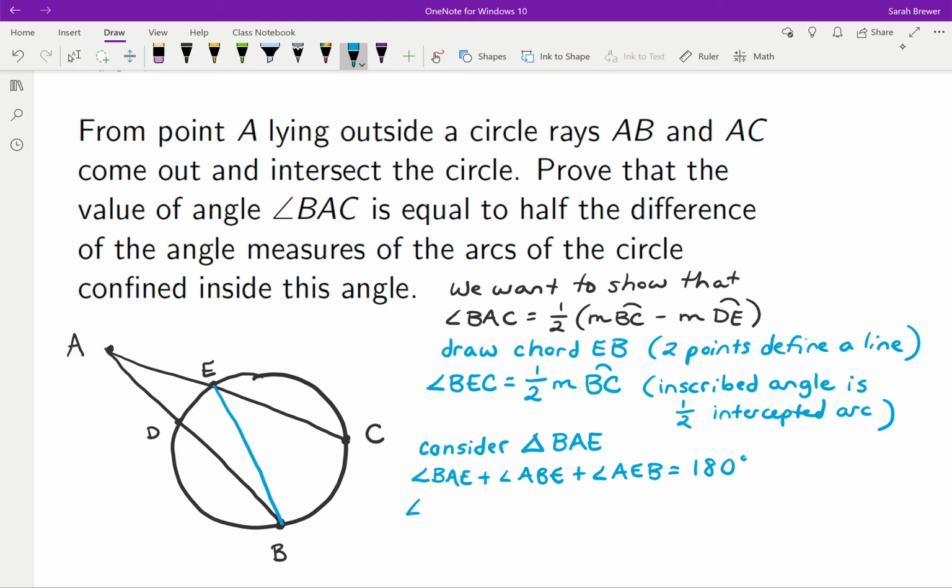And I also know that this angle BEC, that we know is half the measure of arc BC, is supplementary to angle AEB. So I can say that angle BEC plus angle AEB are 180 degrees because they form a linear pair. So angles in a linear pair are supplementary. Right? And supplementary angles, as you know, sum to 180 degrees. All right, so there's some things that we know.